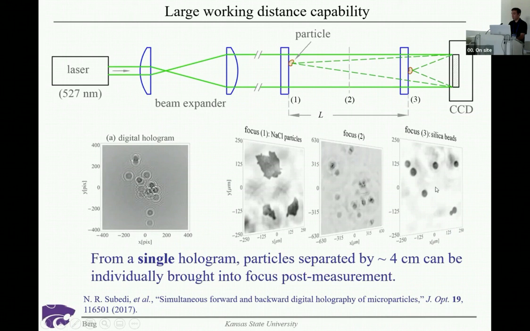And if you happen to choose an intermediate region, say here in 2, you get defocused images because there's no particles there. And the key thing here is this distance is about 4 centimeters, or on that order. So you don't have to focus lenses or even know where your particles are. They can be pretty much anywhere in this depth of field, and you can bring them into focus.